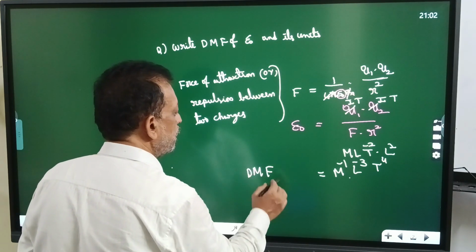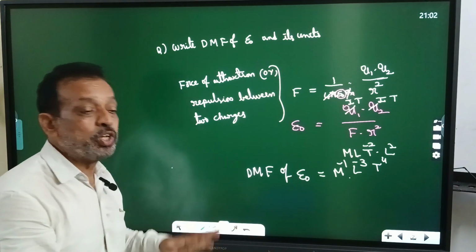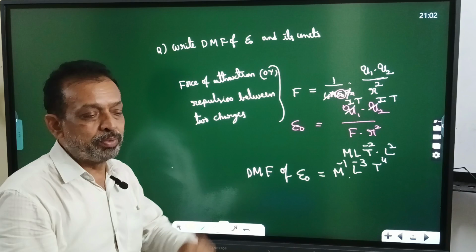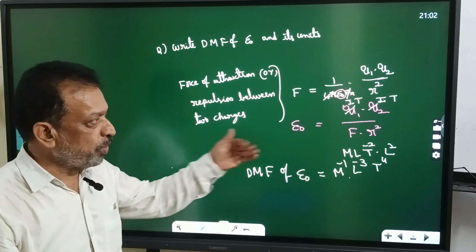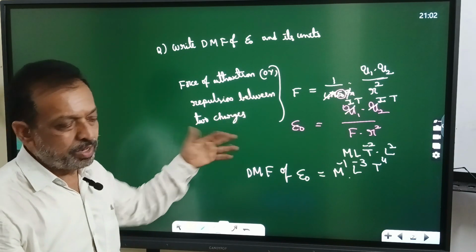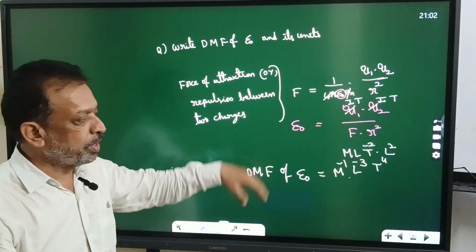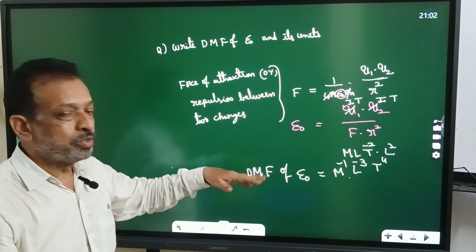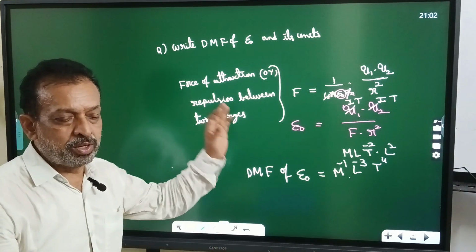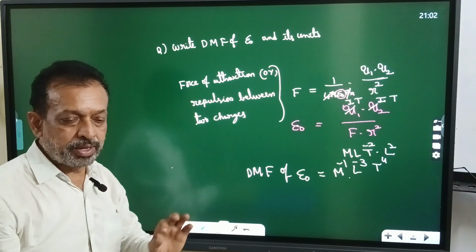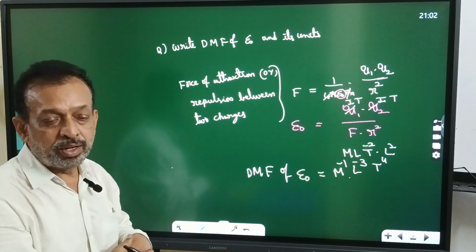DMF of epsilon naught. Our understanding is very easy once you read, but if you are not reading, simply throwing the notebook aside, at least read early morning after waking up or before going to bed. Particularly physics, you can see it one or two times. Already I explained this one. You have to do it your own way. 100% all questions are based on this topic only, I am giving you a guarantee. After simplification, if you do not give the correct unit, that is a problem.